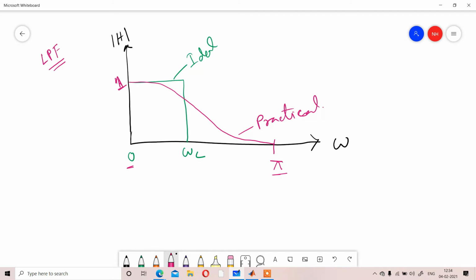The frequency range that is going to pass through the filter, we will try to keep within a range of 1. But it is not always possible. Keep in mind, if it is possible, then it becomes the ideal filter. Between 0 to omega c, it should always be 1. If we can do that, it is going to be the ideal filter. We are not going to use the ideal filter, because practically it is not possible to make 0 to omega c always 1.